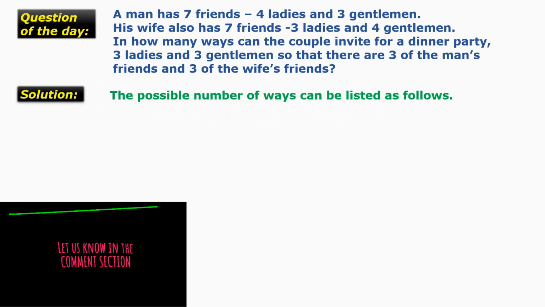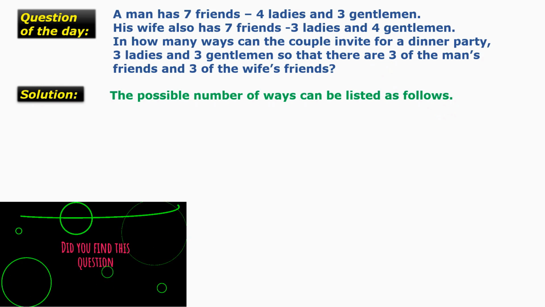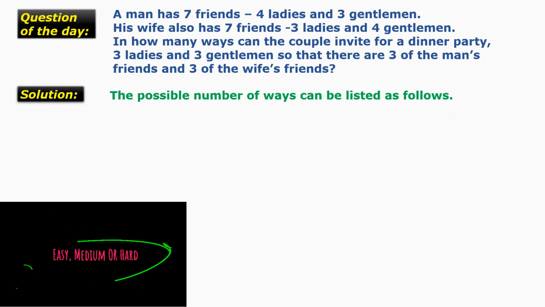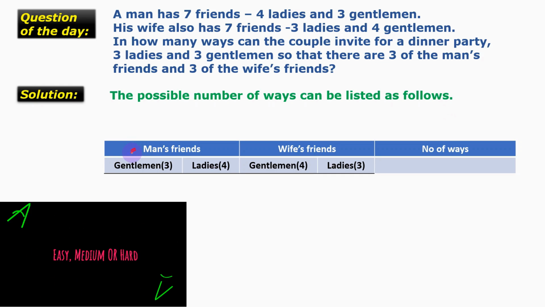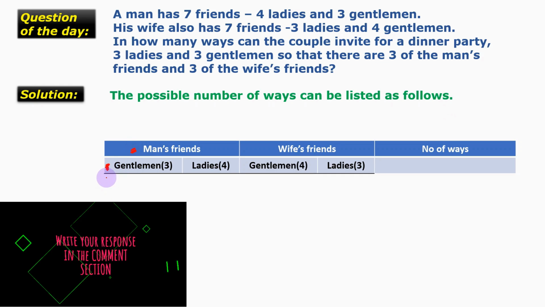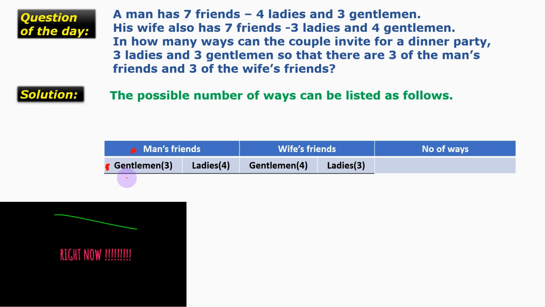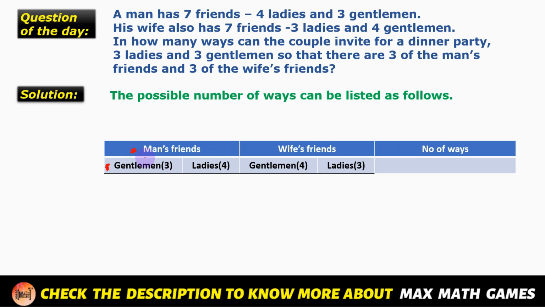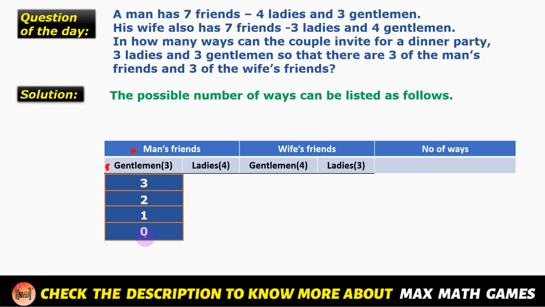The possible number of ways can be listed as follows. That is the possible number of ways in which the couple can host a party. Out of man's friends, there are 3 gentlemen, and the man can invite either all 3 of those gentlemen, or 2 of them, or only 1 of them, or none of them. So these are the 4 possible cases in which the man can invite his male friends.